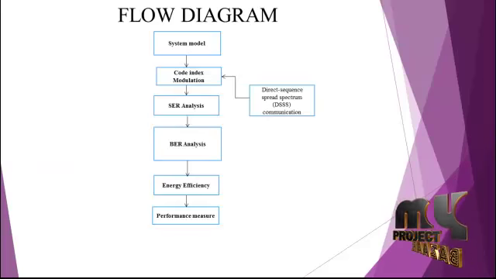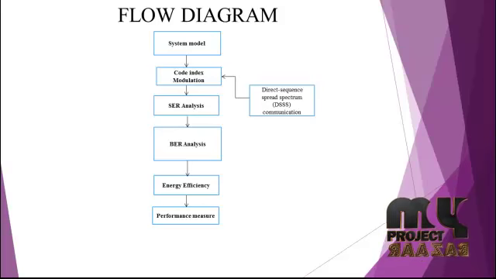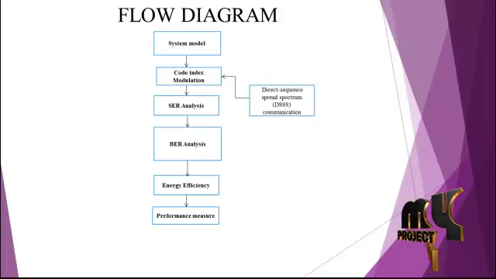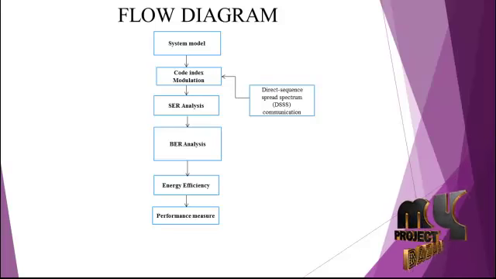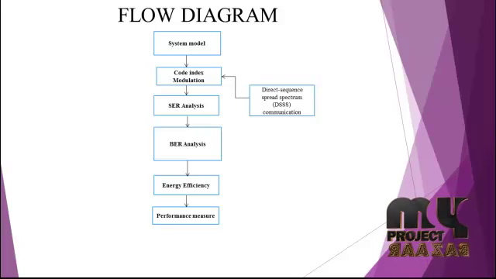The project flow diagram is to calculate the high data rate for code index modulation technique. Initially, we create a system model for the modulation scheme. In this process, we use frequency modulation, that is FM. In our process, we use code index modulation for direct sequence spread spectrum, that means DSSS. Next, we analyze the SER, the symbol error rate, for the transmitting antenna. Next, we analyze the BER, the bit error rate, at the transmitting site for AWGN.